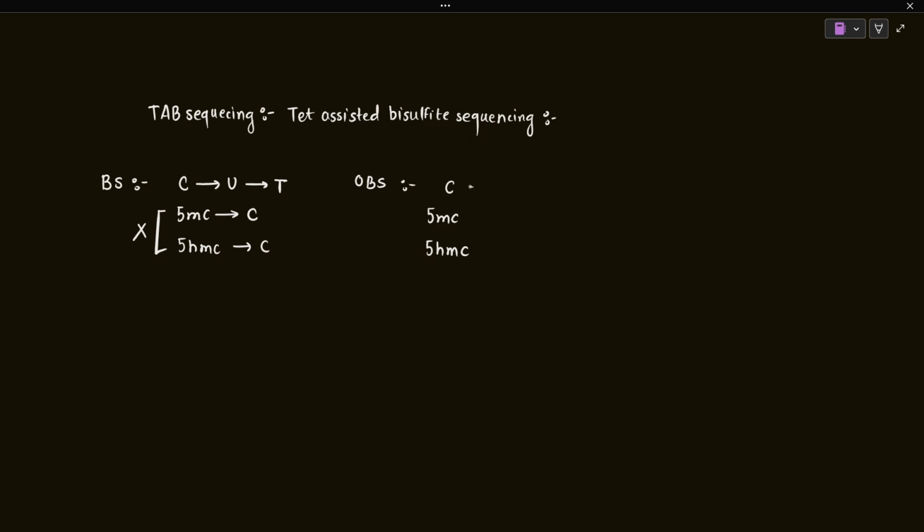Why? Because cytosine is converted into uracil and read as thymine, and 5-methyl cytosine is not deaminated, and that is why it is read as cytosine only. But 5-hydroxymethyl cytosine is converted into 5-formyl cytosine, and then it is deaminated to uracil and read as thymine. While in the TAB sequencing method, we are going to do bisulfite sequencing, but it will be Tet-assisted, meaning there will be involvement of Tet.